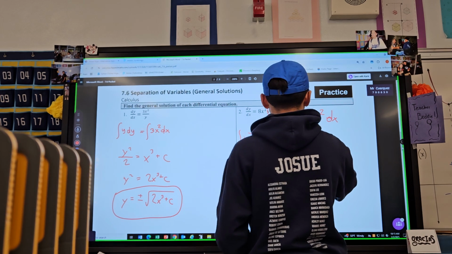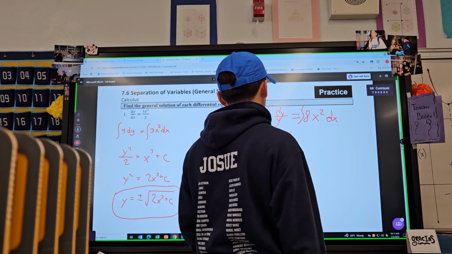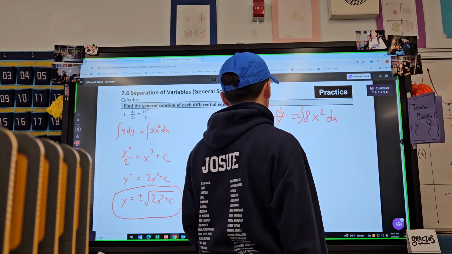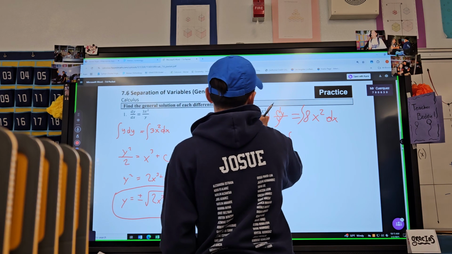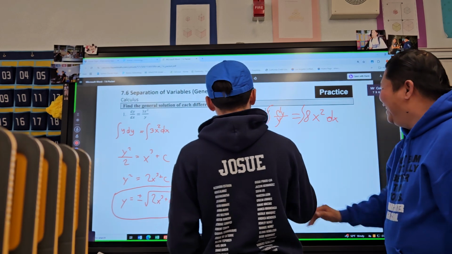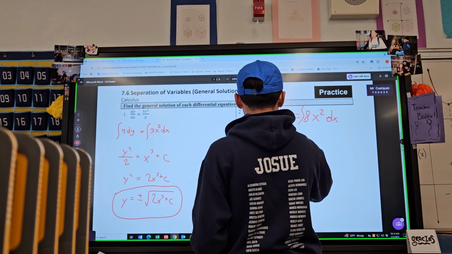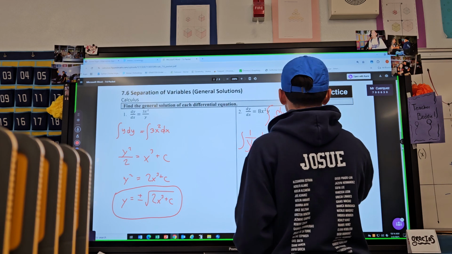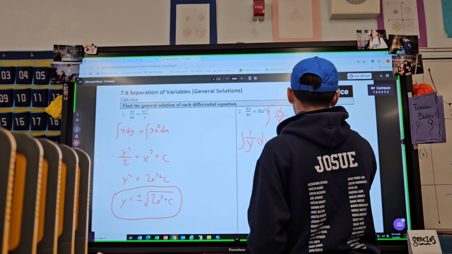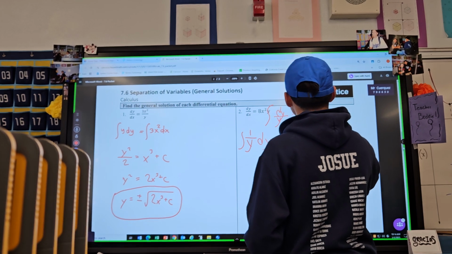Are you sure you're doing it that way? If you flip it, it becomes 1 over y. You get it, right? You get me? Whatever you want. That's the same thing though. Negative 4. But you keep on bringing it down, up, down. Why do you have double integration?